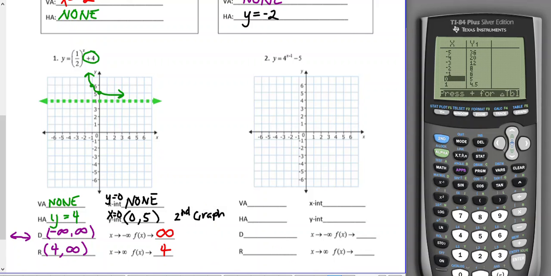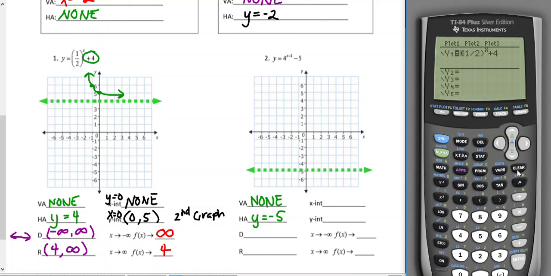So I'm going to do number 2. Again, it's another exponential, which means my vertical asymptote, so my VA, is always going to be none. And my HA is whatever comes at the end, in this case -5. So y equals -5. Then again, I'm going to go and plot -5. It must be a dashed line. Y equals -5.